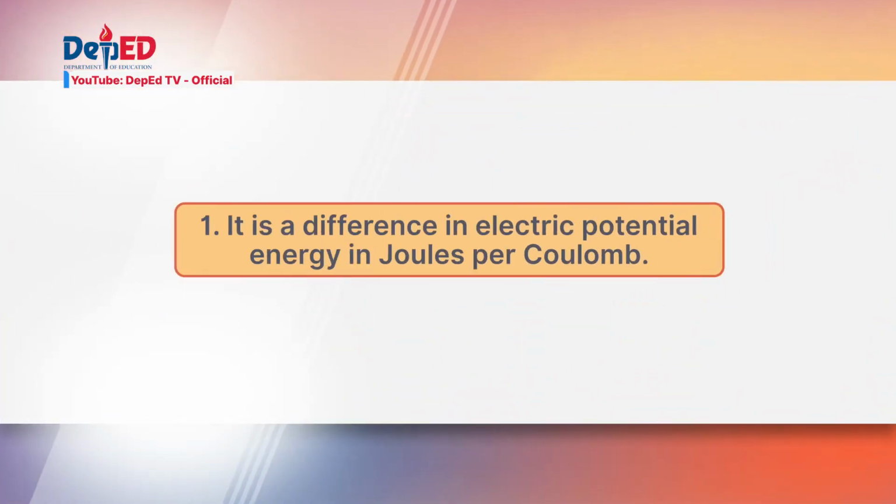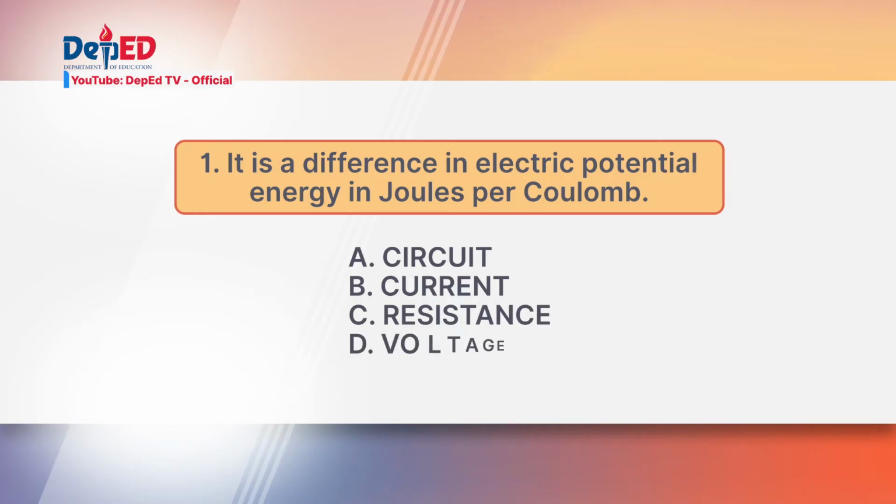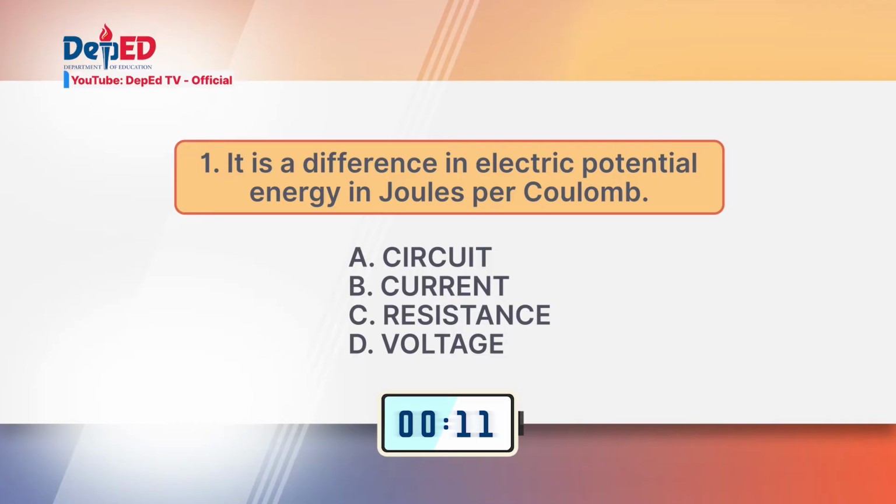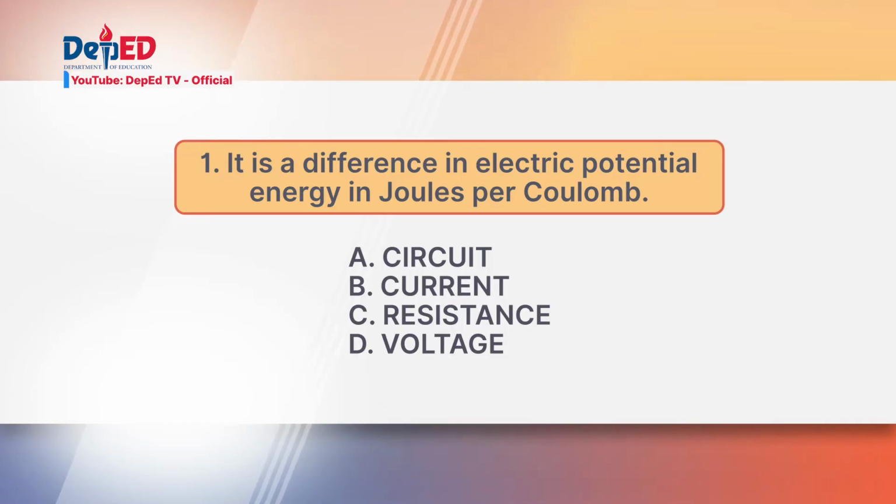It is a difference in electric potential energy in joules per coulomb. A. Circuit. B. Current. C. Resistance. Or D. Voltage. The correct answer is D. Voltage.